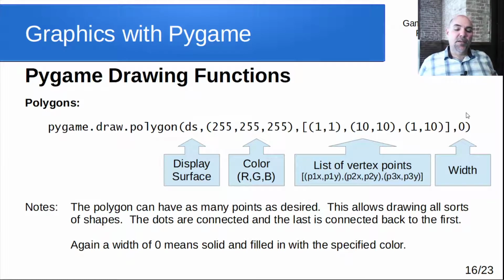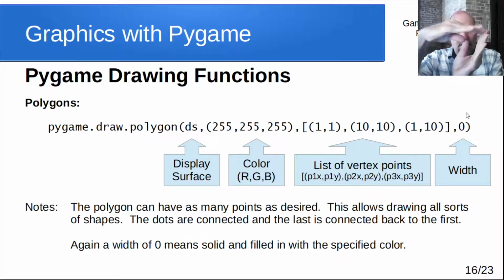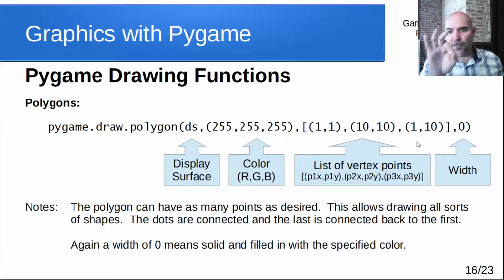But notice that the polygon can have as many points as you want. So if you want to have shapes that are like a Batman shape or whatever, you can just come up with those points, make a list of them all, and it'll connect the dots for you and then fill it in if you told it to. And it will automatically connect the last point back to the first. And a width of 0, again, solid.